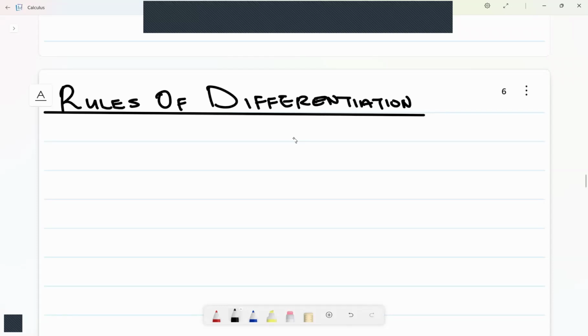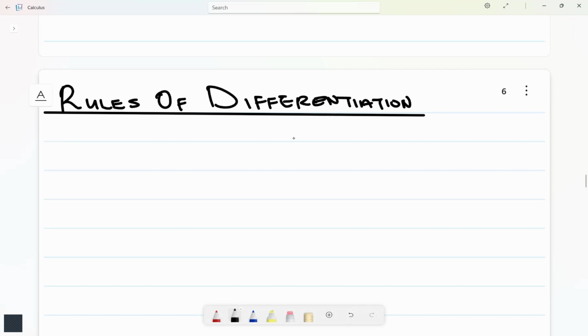Now, the first one that we have, we say now the derivative of a constant is 0. Let me write it here. The derivative of a constant, it is 0. What do you mean?